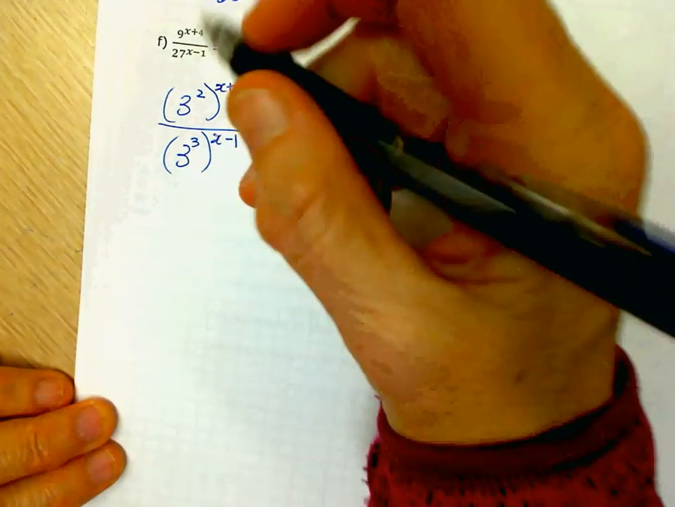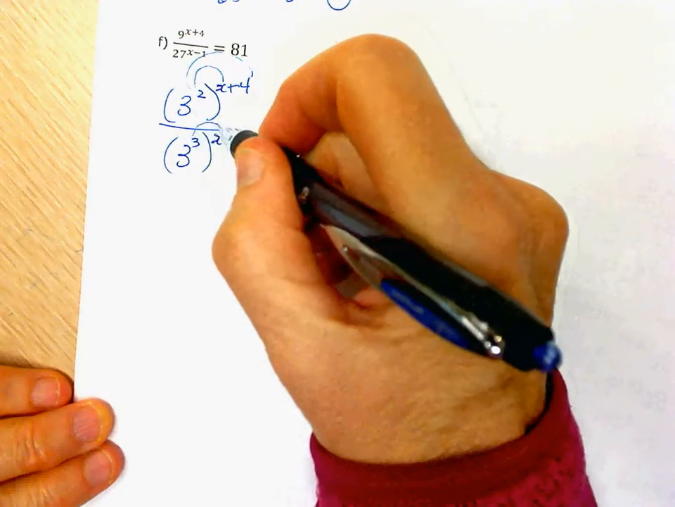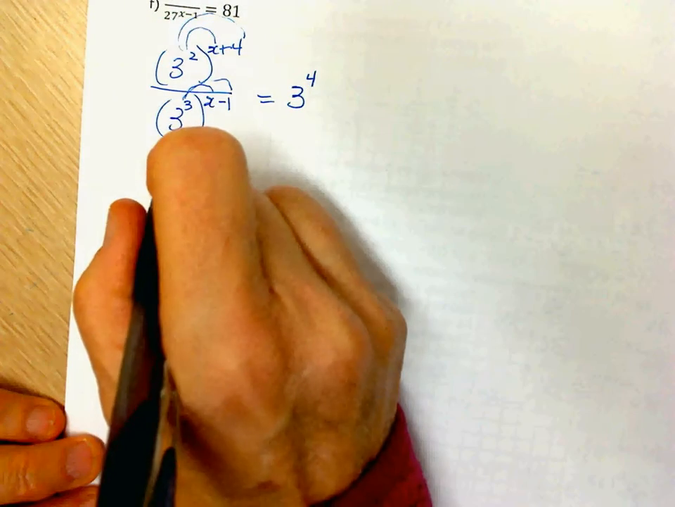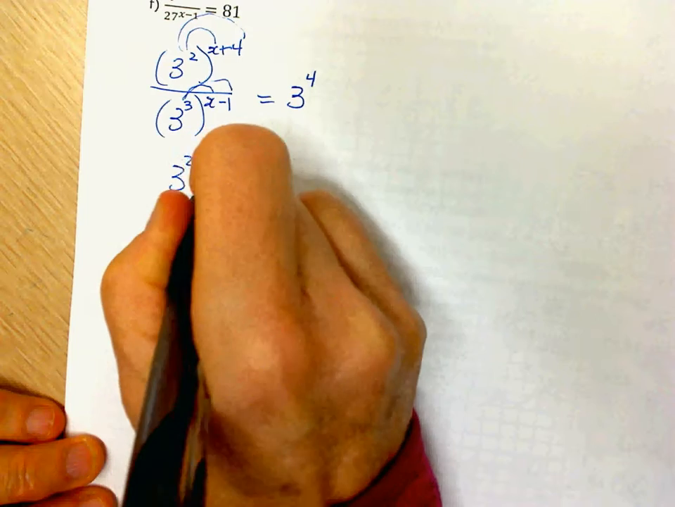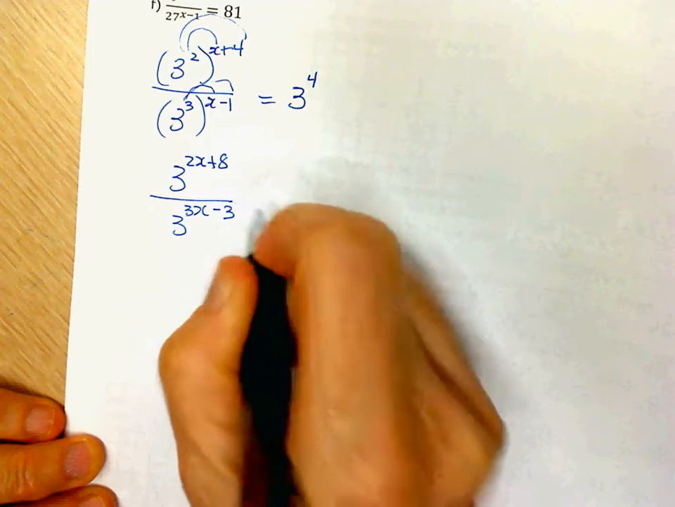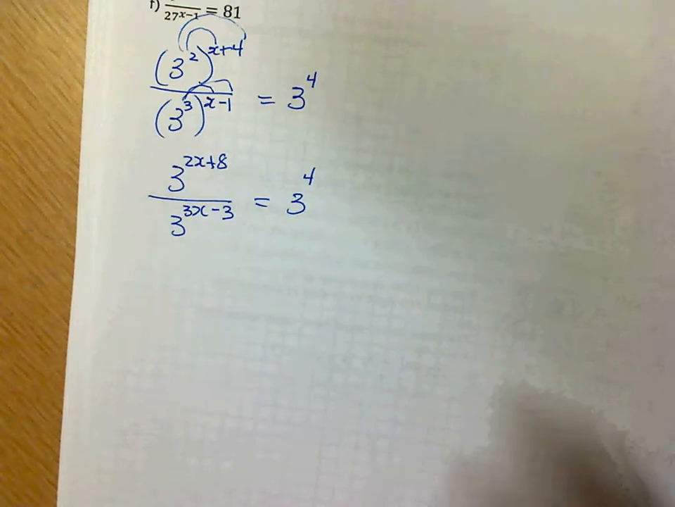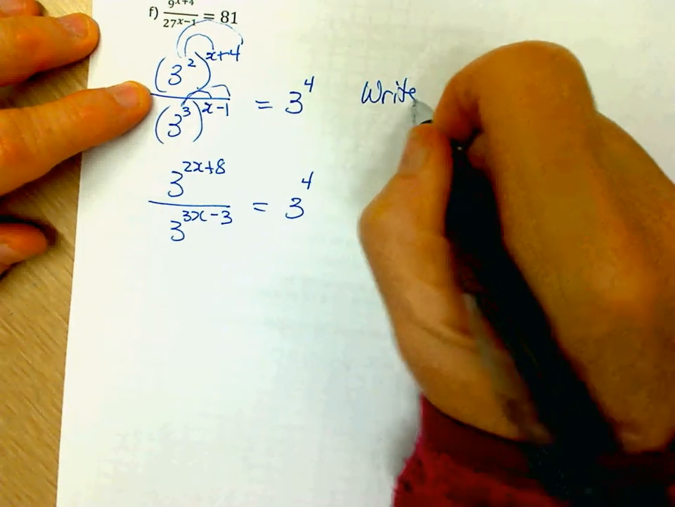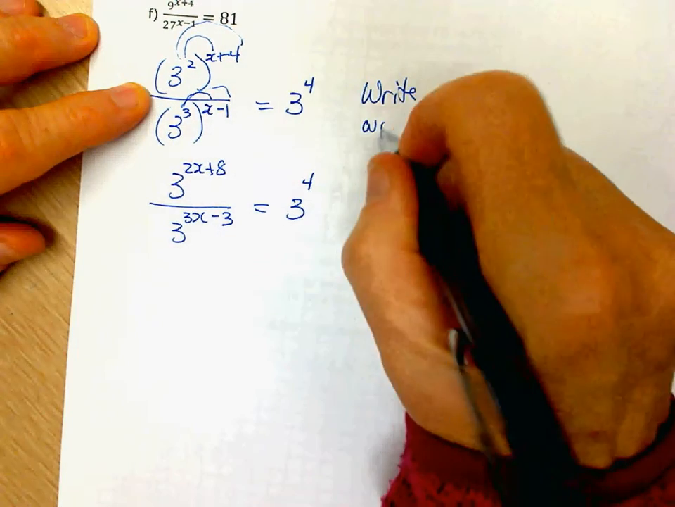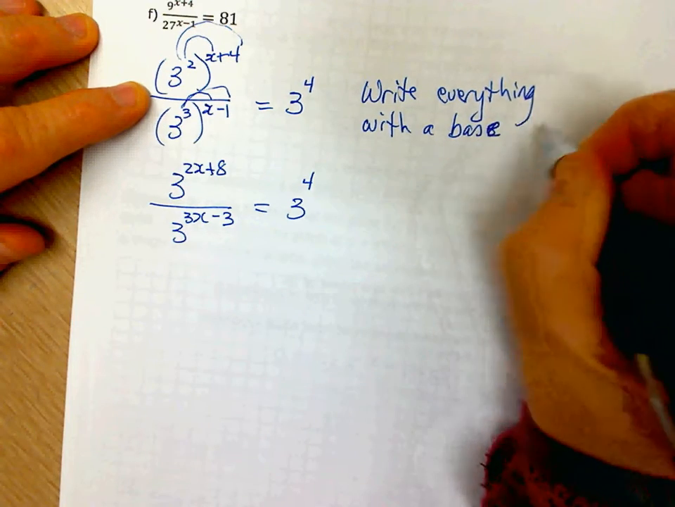So we're going to have to go 2 times that, and 2 times that, and 3 times that, and 3 times that, because we have to distribute, right? So it's going to be 3 to the 2x plus 8 all over 3 to the 3x minus 3 equals 3 to the 4. So what we did is we wrote everything with a base of 3.